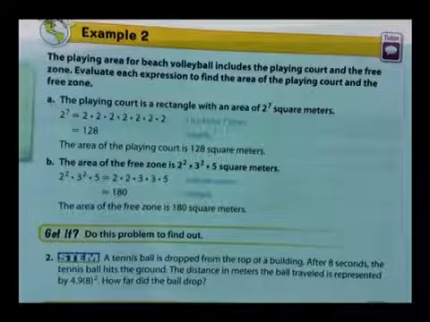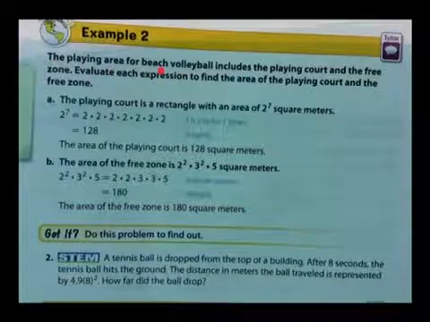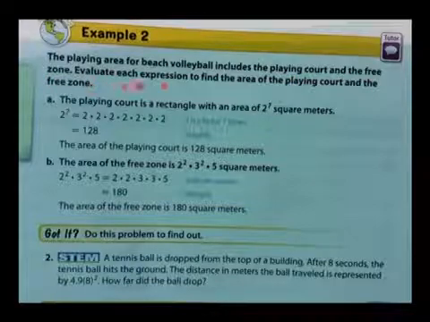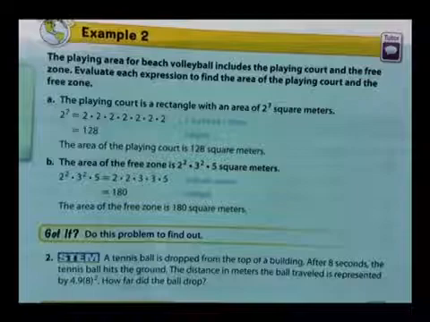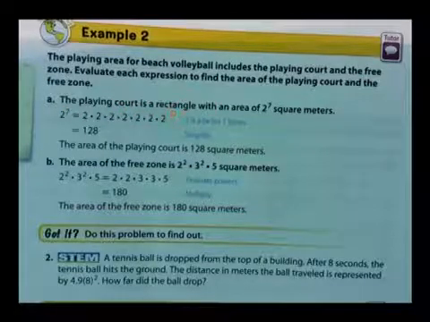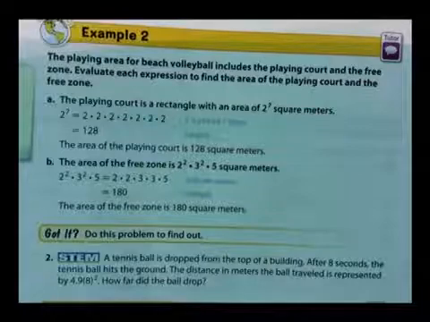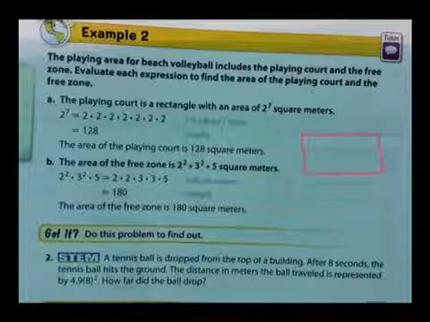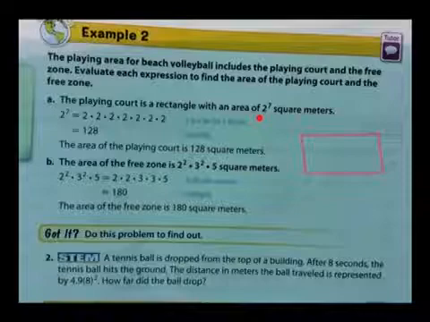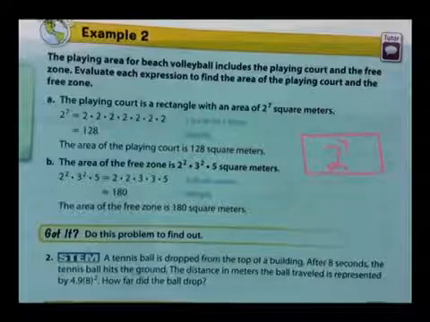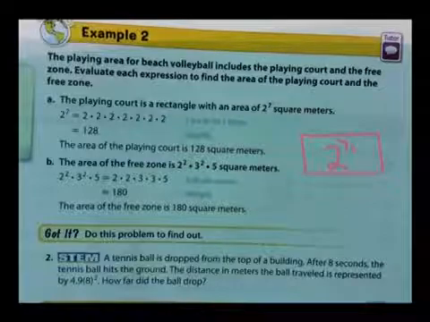Okay, for example 2, let's take a look at a word problem. The playing area for beach volleyball includes the playing court and the free zone. Evaluate each expression to find the area of the playing court and the free zone. Here they're saying the playing court is a rectangle. I'm just going to draw one like so. It's a rectangle with an area of 2 to the power of 7 square meters.